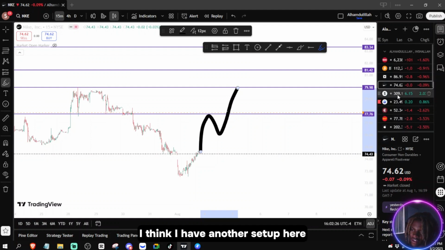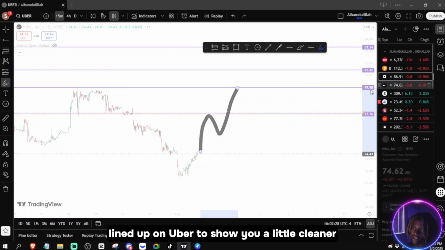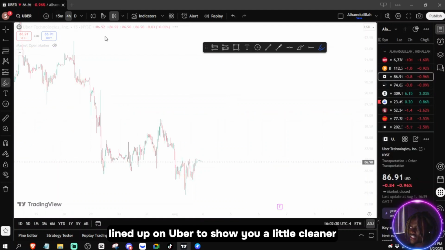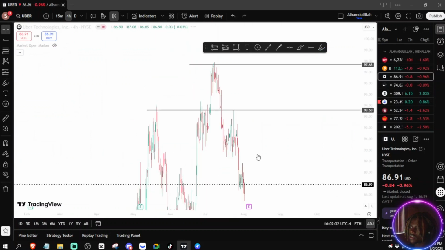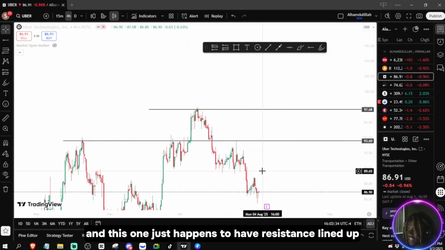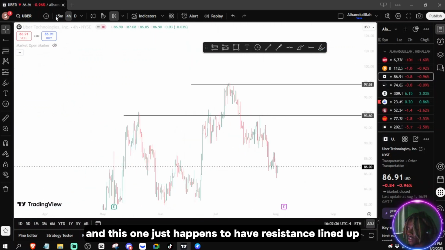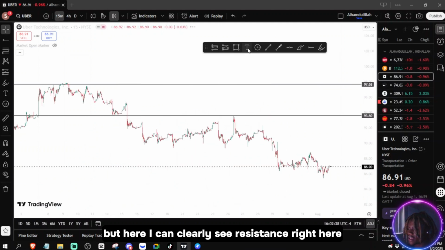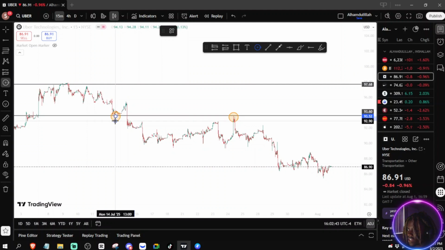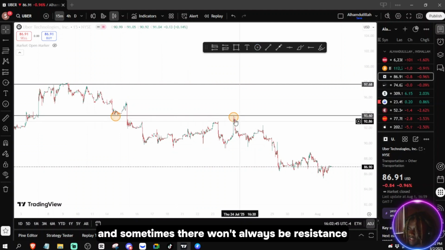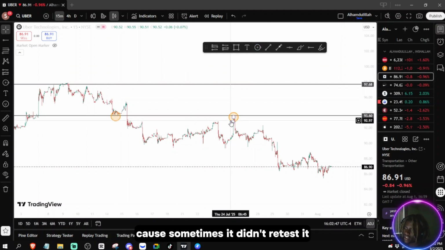Okay, I think I have another setup lined up on Uber to show you a little cleaner. Right here on Uber, this one just happens to have resistance lined up. Here I can clearly see resistance right here, and there's going to be support right here. Sometimes there won't always be resistance, because sometimes they didn't retest it, but in this case it did retest, and it gave a morning retest.